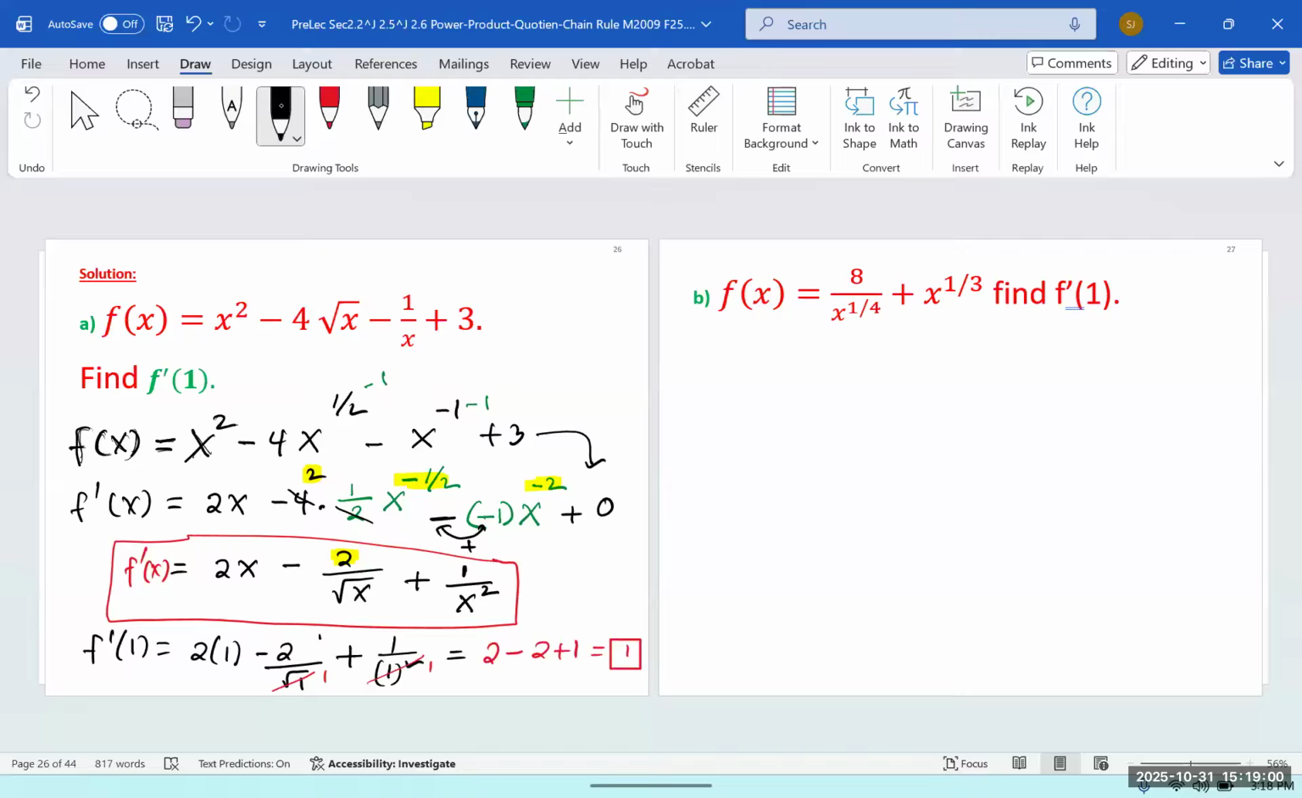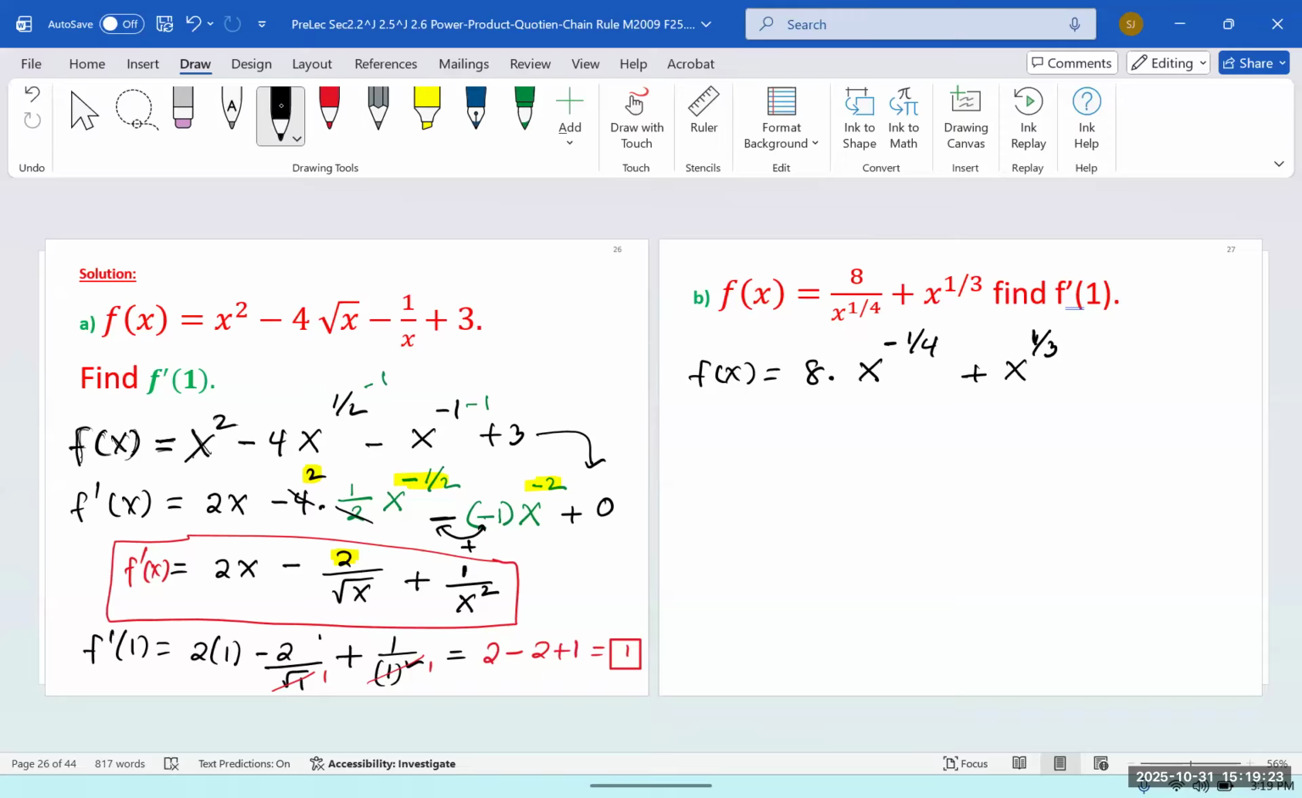The next one, we have to rewrite. So how do we rewrite the denominator x to the 1/4? It's x to the what? This variable, negative 1/4. And the second one doesn't give us any problem. So I keep x to the positive 1/3.